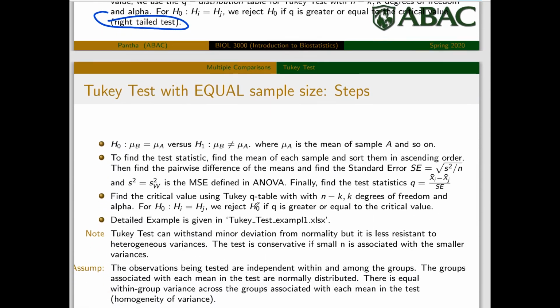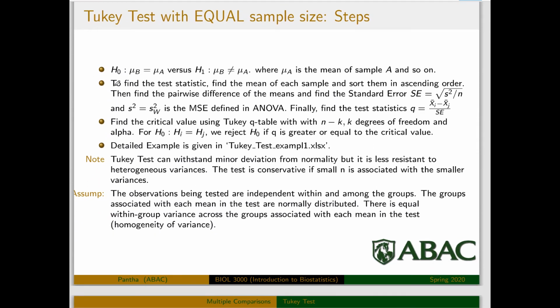Okay guys, so these are the steps. H0 is mu_b equals mu_a. B is the bth sample, A is the ath sample, so there may be more than one sample there, right? So you will have to do it for each of them. And versus H1 is mu_b not equal to mu_a, where mu_a is the mean of sample A and mu_b is the mean of sample B, and so on.